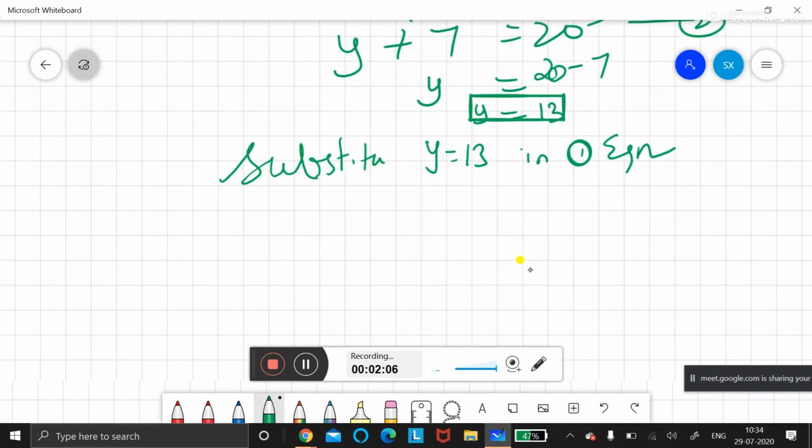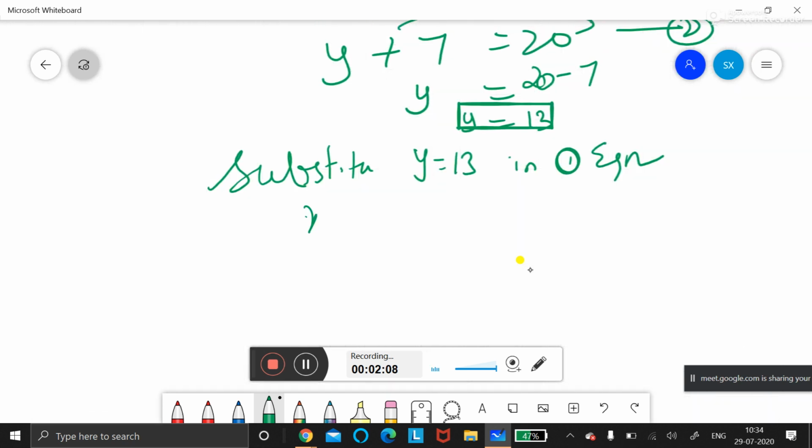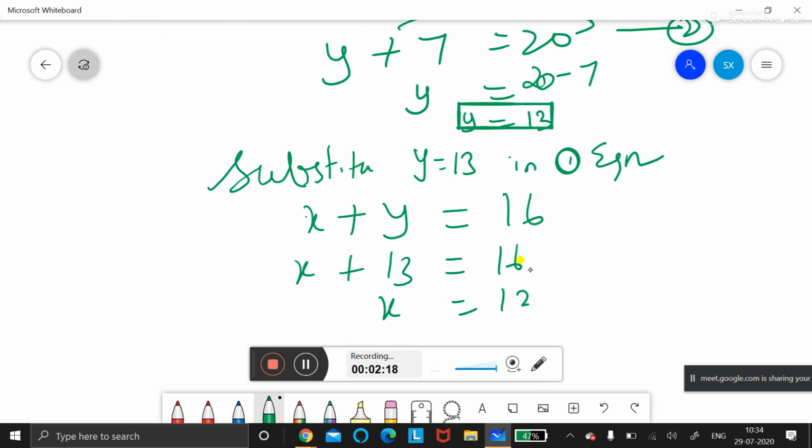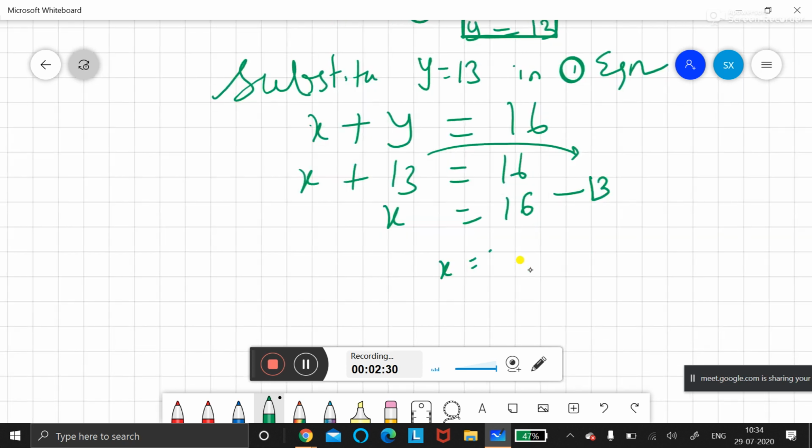Substitute y is equal to 13 in the first equation. Now y is equal to 13. What is the first equation? x plus y is equal to 16 is the first equation. Put the 13 here. Wherever y is there, put 13. So what is x? 3, ma'am. 16 minus 13, 3 is the answer.